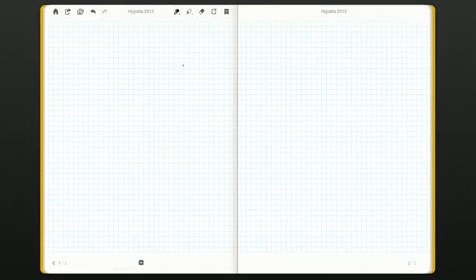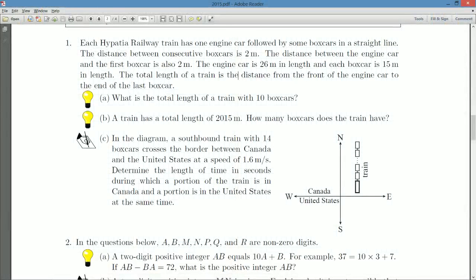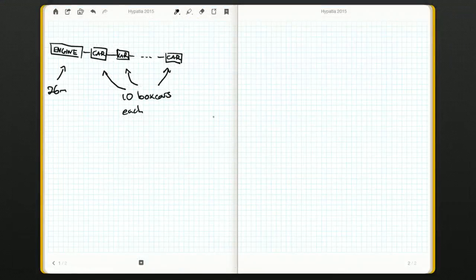So let's go to our paper. So we'll have an engine up here. We'll have a boxcar, and a boxcar, and we'll keep going like this for 10 boxcars. Okay. So the engine, 26 meters in length, and 10 boxcars each have length, what was it? 15 meters in length. Okay? So each of these are 15 meters.